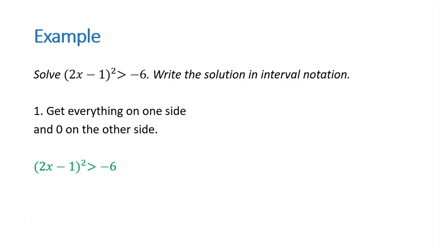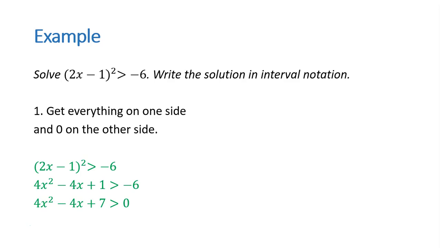So 2x minus 1 squared is the same thing as 2x minus 1 times 2x minus 1. So multiply first, outer, inner, last, combine everything together, and you should get 4x squared minus 4x plus 1, still greater than negative 6. Now we can move our negative 6 over, so add it to both sides, and we're left with 4x squared minus 4x plus 7 is greater than 0.